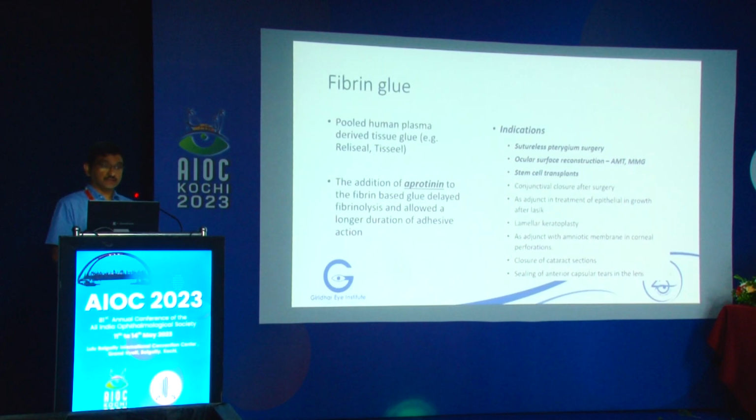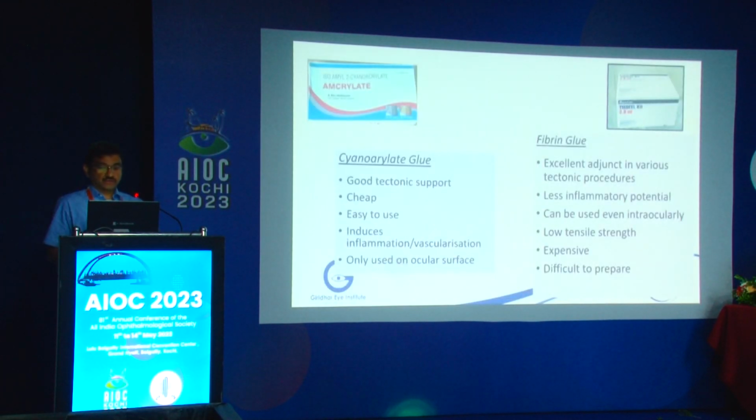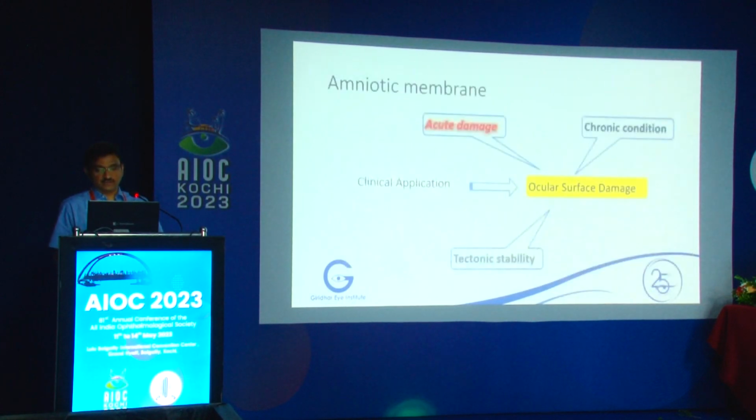Now, fibrin glue, on the other hand, is biologic. It's basically a clot devoid of RBCs. The problem here is that it is a little expensive. Tensile strength is very low, and it gets degraded fast as it is biodegradable. Usually, it is used as an adjunct with other things and not per se to seal anything. When you compare cyanoacrylate and fibrin glue, cyanoacrylate is less expensive and gives good tectonic support, while fibrin glue is used as an adjunct with other things.